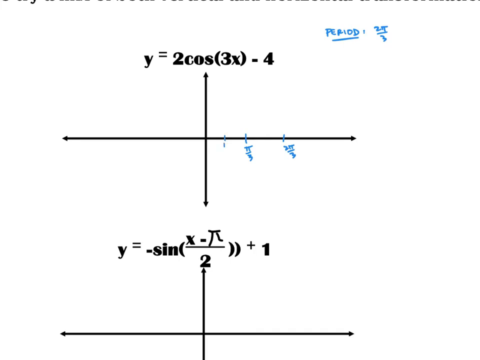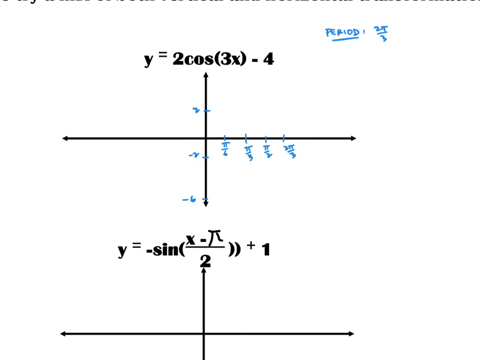This will be pi over 6. This will be pi over 2. Okay, fractions, love them. Okay, I'm going to stretch our function by a factor of 2, but then I'm going to shift it down 4 units. So what would have been here at a +2 is now going to be down here at a -2. And what would have been at -2 is now going to be down at -6.